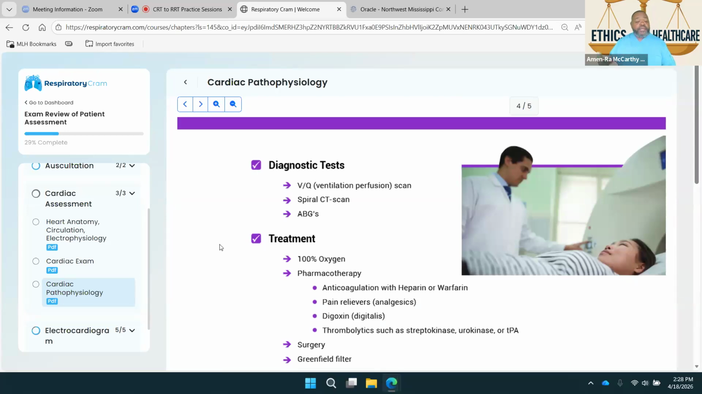Diagnostic tests for PEs, right? They're a little bit different. We have to do a ventilation perfusion scan to see if we have a lot of ventilation and no perfusion, or do we have a lot of perfusion but no ventilation, right? A spiral CT scan, ABGs, right? Some of these things can help determine pulmonary embolism, okay?